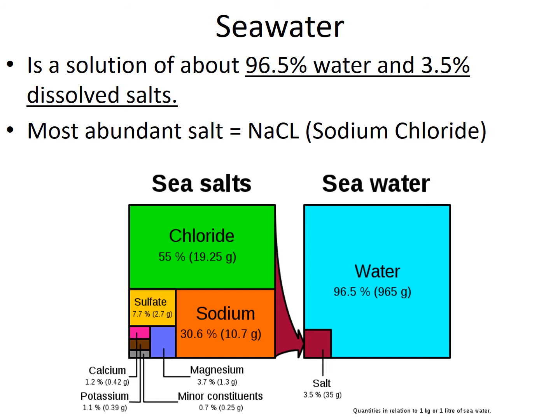But we have some other salts. So when I say salt, I'm not talking merely about table salt. Salt is a general term for a metal and a nonmetal when they are bonded together, and we'll definitely go more into that when you get into chemistry. But we have chloride salts, magnesium salts, calcium salts, potassium salts, and sulfate salts, and that all makes up parts of seawater.